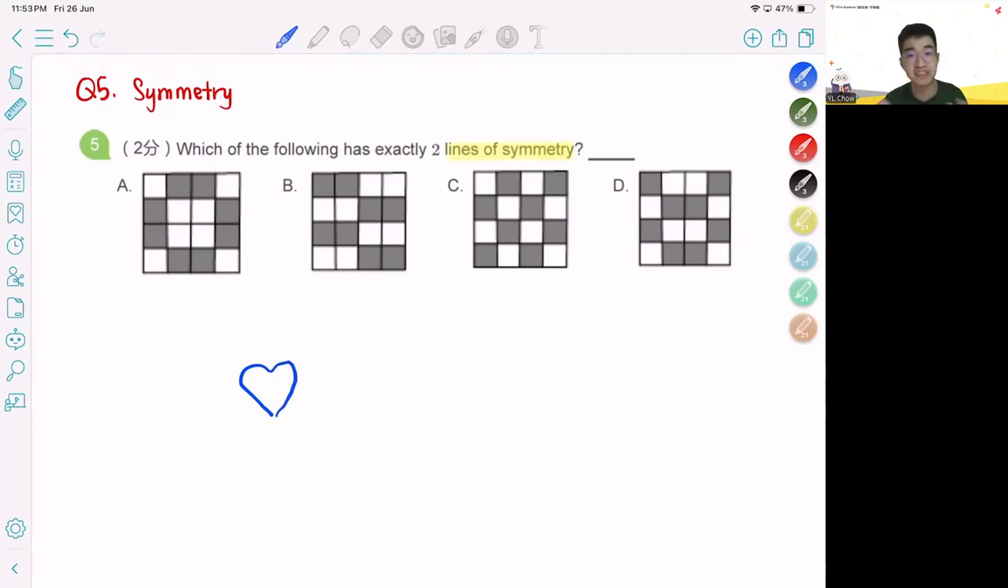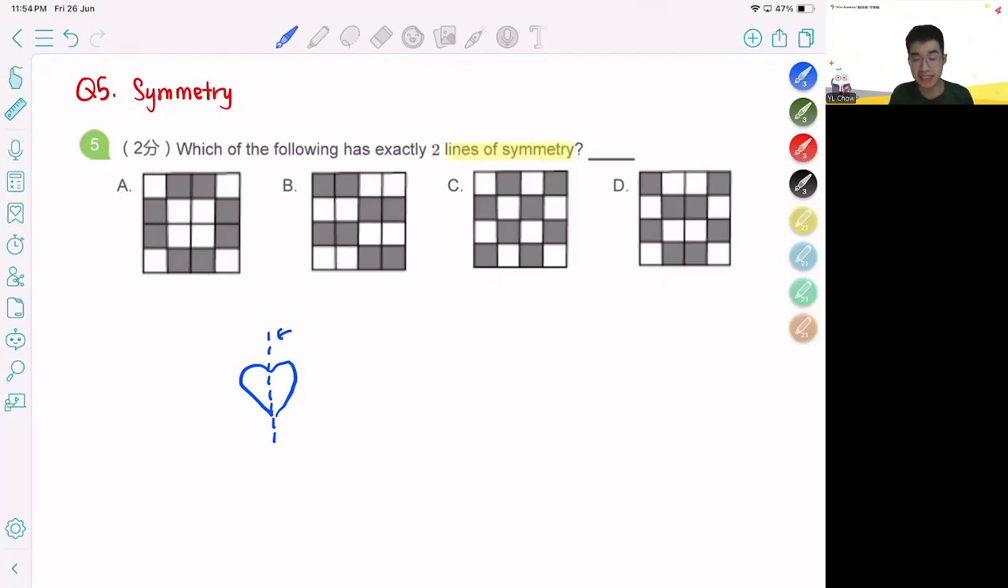We say that a heart shape is symmetrical because I can find a line that when I cut through it and fold the 2 parts together, like what I'm doing with my hands now, you will notice that the 2 sides have the exact same shape. They look exactly the same. So this line is what we call a line of symmetry.